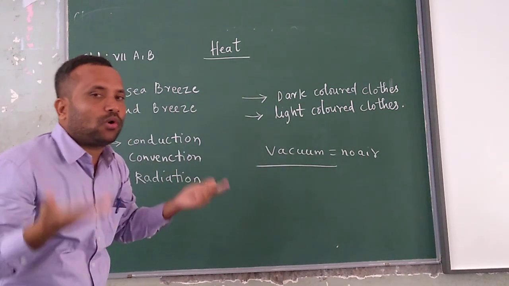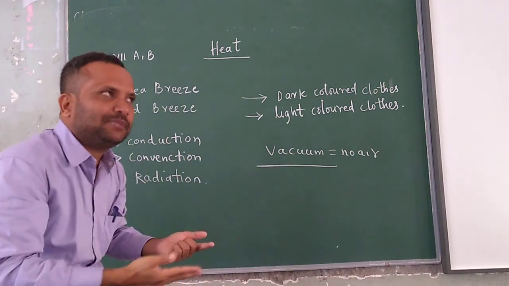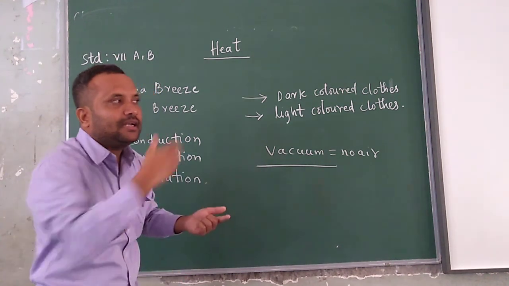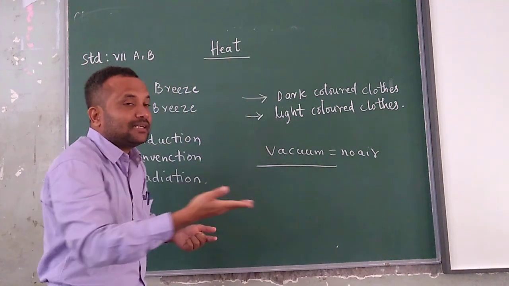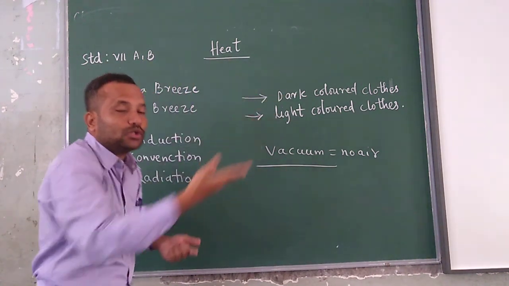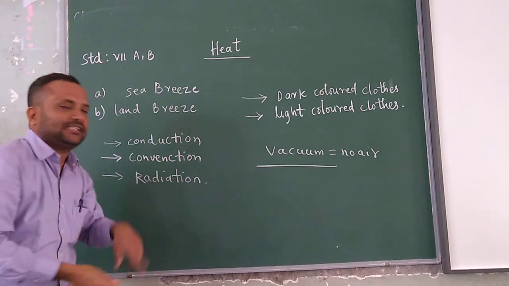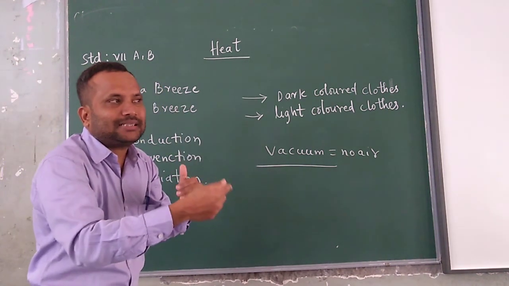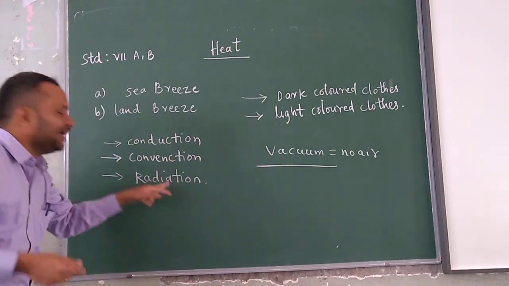The atmosphere is cold, so the vessel becomes cold. The heat from the vessel is being transferred to the neighboring surroundings through the process of radiations. So the vessel becomes cold because heat is being transferred to the surroundings through a process called radiation.